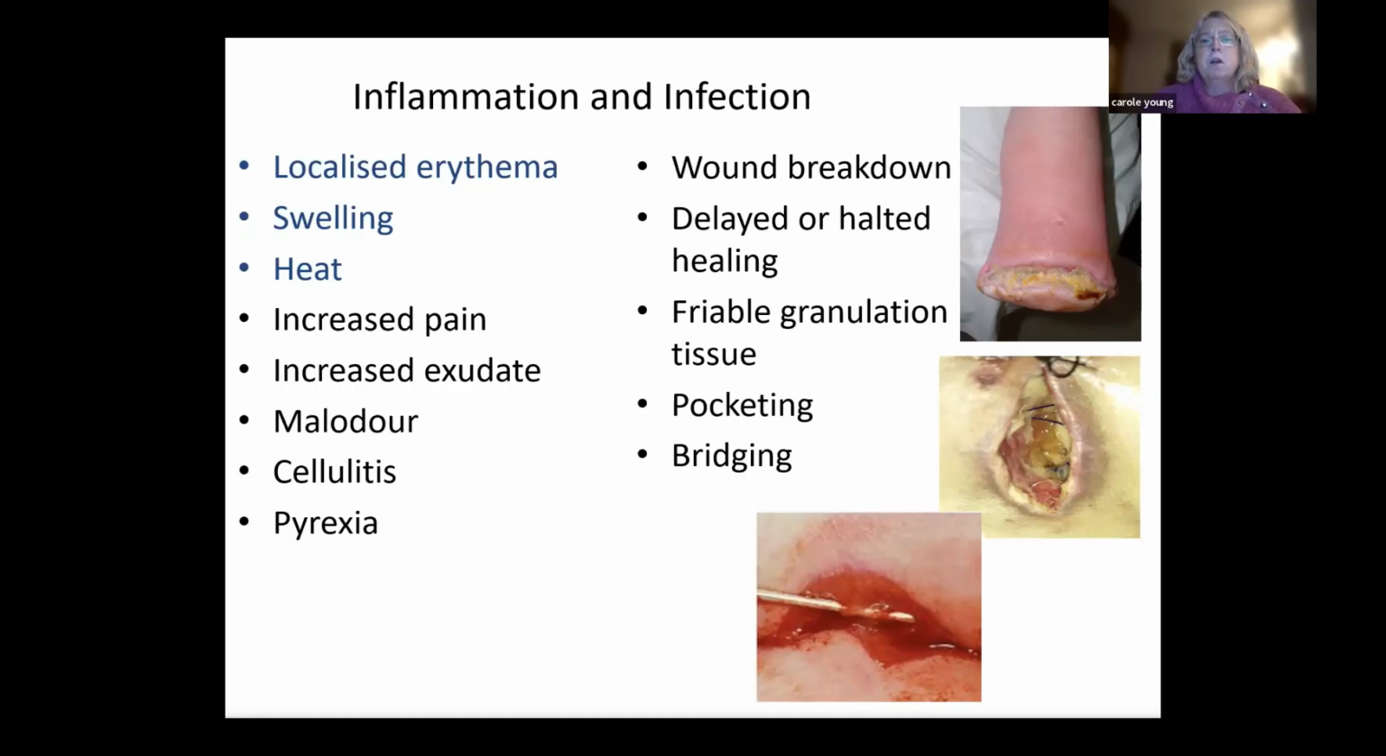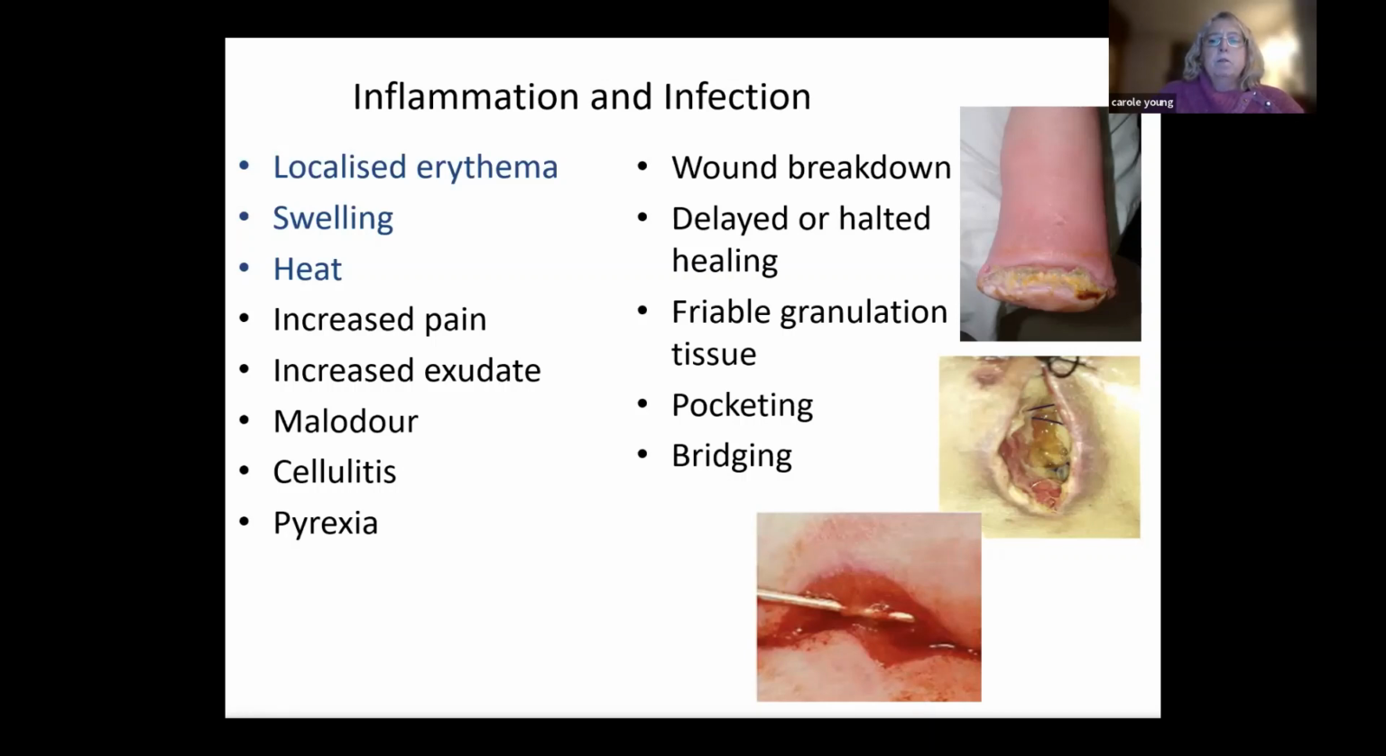We might see that friable granulation tissue that I mentioned in the proliferative phase of healing. And friable granulation tissue happens because the bacteria have interfered with that proliferative stage, and the granulation has become weak and easy to bleed if touched. We might also see something called pocketing, and this means a wound has small broken down areas at the base of the wound that have the appearance of holes or pockets.